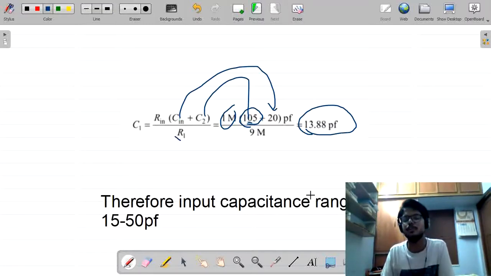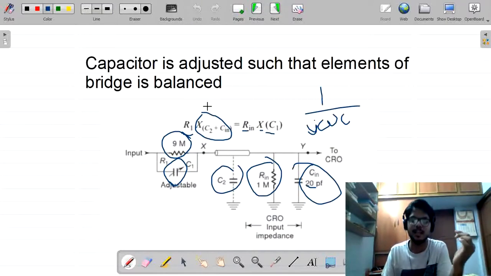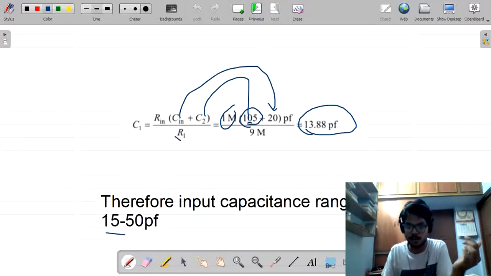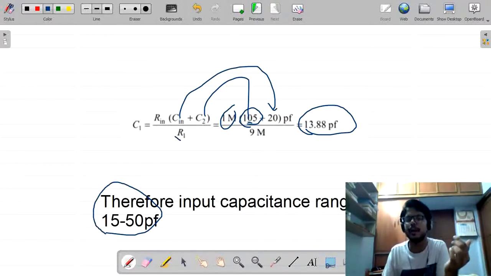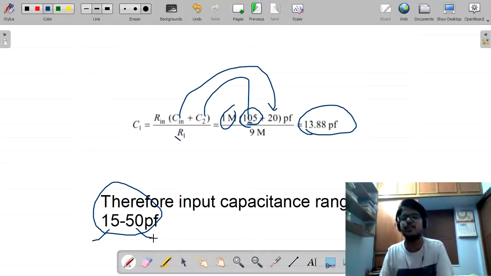So from this we can clearly see that we can change this input capacitance or variable capacitance in the range of approximately, it's an approximate value, 15 to 50 picofarad. It is the lower limit and the maximum upper limit to which the capacitance can be changed. Okay guys, this is the concept of passive probes.